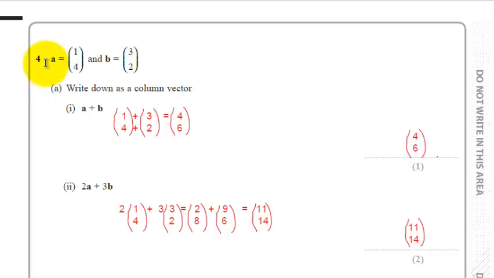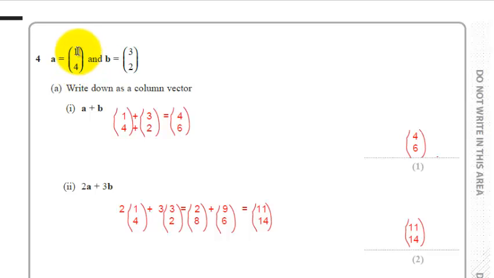Question 4. A equals (1, 4) and B equals (3, 2). Part A. Write down as a column vector A plus B. Don't forget, a column vector is just a description of size and direction.